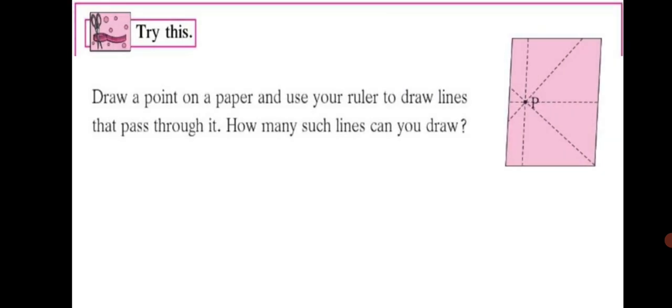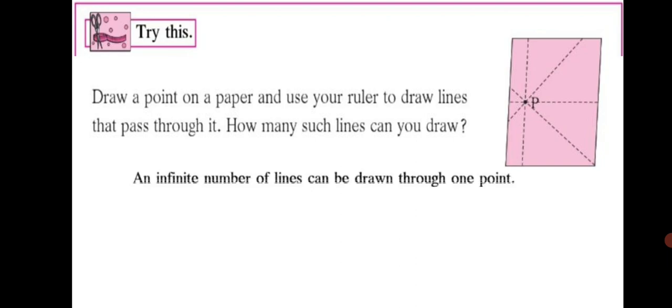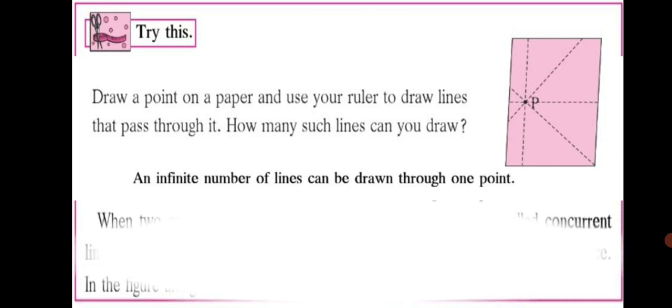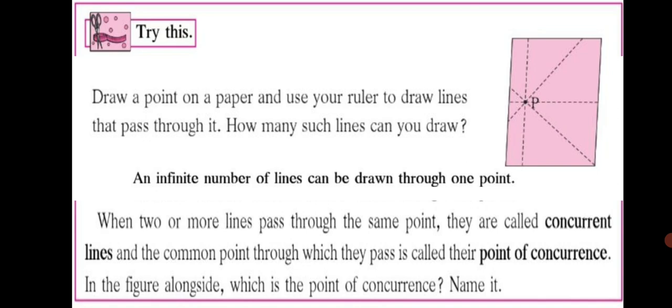Next we shall learn about how lines can be drawn through a given point. So draw a point on a paper and use your ruler to draw lines that pass through it. How many such lines can you draw? You will see that an infinite number of lines can be drawn through one point. Infinite means as many as possible, innumerable. So through point P you can see so many lines are passing through that single point P. When two or more lines pass through the same point, they are called concurrent lines.